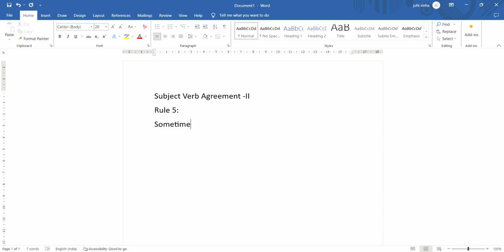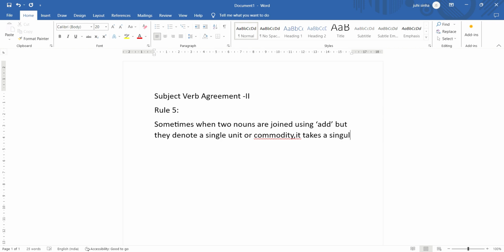Sometimes when two nouns are joined using and, not with, not along with, not as well as. Sometimes when two nouns are joined using and, but they denote a single unit or commodity, it takes a singular verb. Now, what do I mean by this?